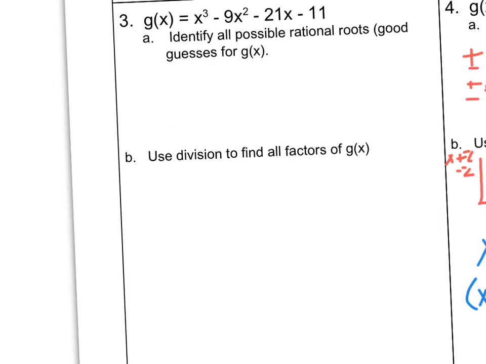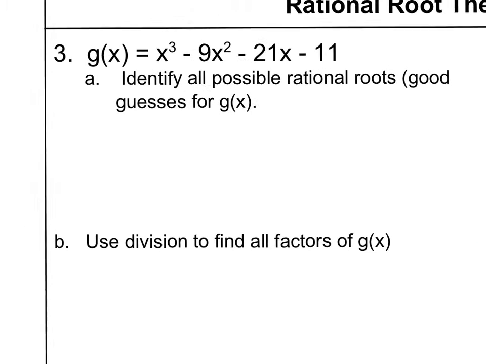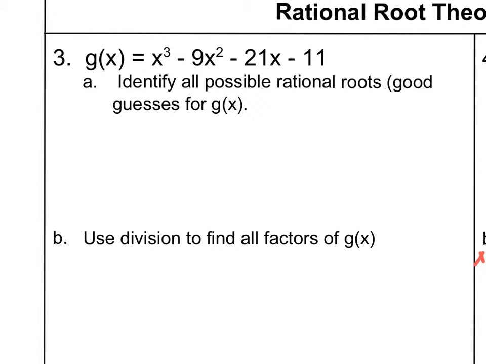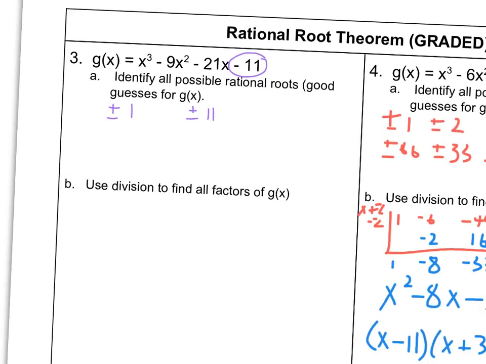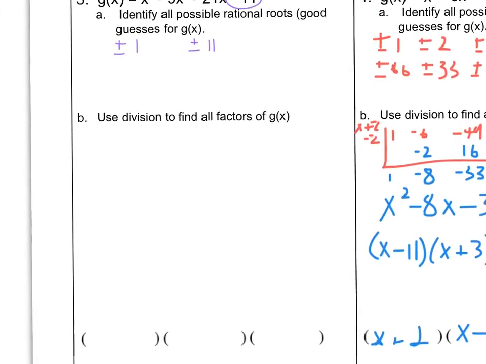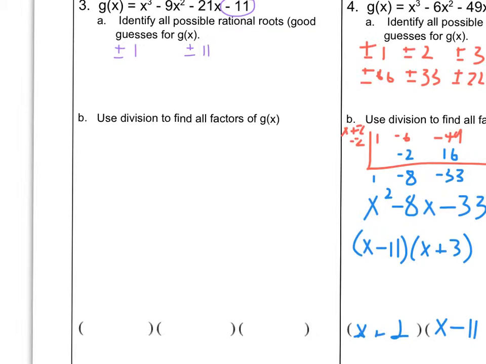Next up, we have to do some identifying of rational roots, good guesses, and then use some division. I've made these so that the leading coefficient is 1, so you don't have to worry about any fractions, and it makes dividing a little bit easier as well. Okay, so identifying all possible rational roots, I look at my constant, and then I find all of the different factors of this. We have plus and minus 1, and plus and minus 11. And that's it. 11 is a prime number. Those are the only numbers that multiply to get 11. That also makes it nice for us in terms of trying to find factors. We only have 4 things to guess.